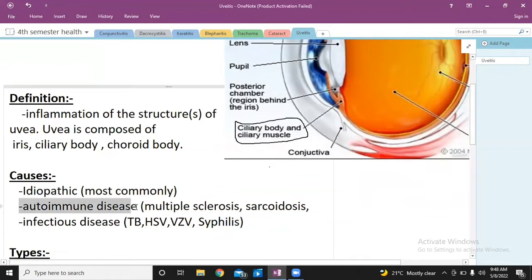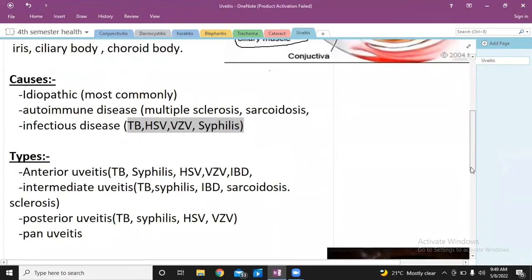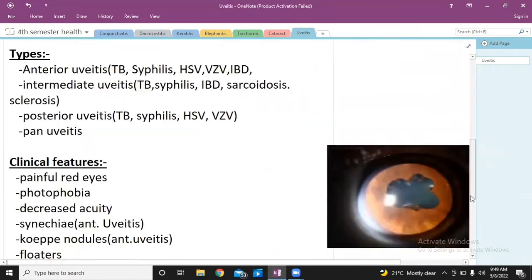The first is autoimmune diseases. In some autoimmune diseases like multiple sclerosis, sarcoidosis, and so on, the patient may have uveitis. And then it could be infectious diseases in the body, or some endocrine diseases. Infectious agents include tuberculosis, some patients having TB, or being infected with herpes simplex virus, varicella zoster virus, or syphilis. All of these conditions are found in association with uveitis.